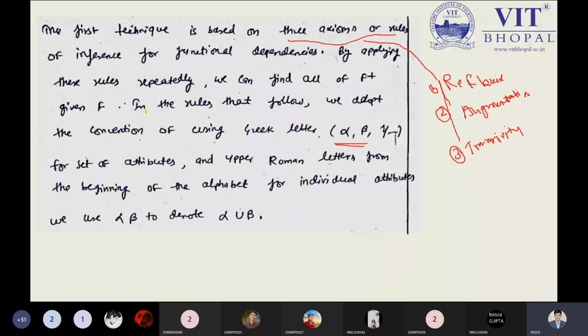So the first technique, or the first method you would like to use. Again, you may have a question, sir, why are you using the method? Because in functional dependencies, we can't say that any method is available, no algorithm will be applicable.